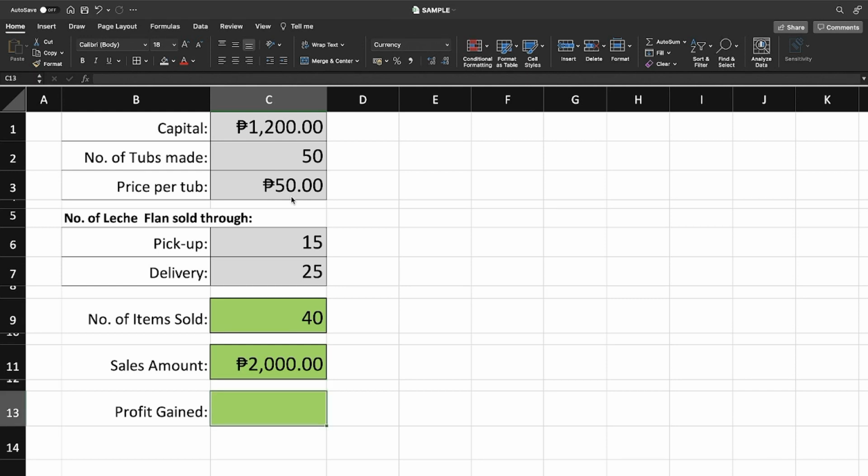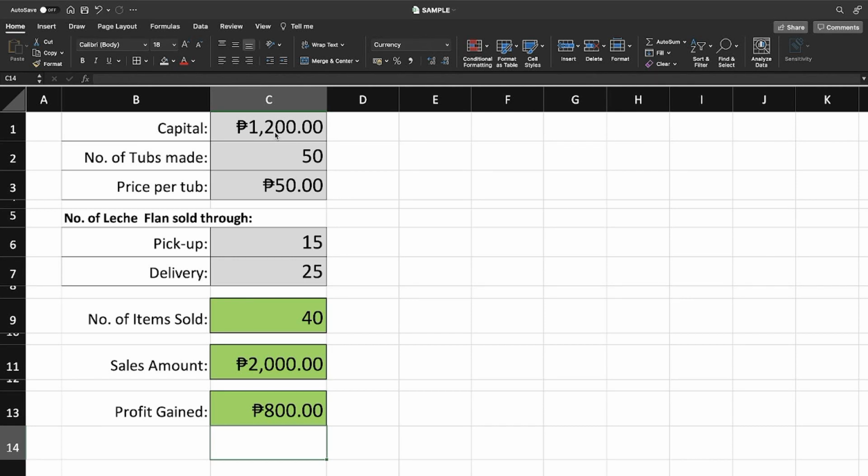Now, let's try to compute ilan yung kita niya. Of course, we're going to compute it by comparing the sales amount with his capital. So, we're going to use what? We're going to use subtraction. So, equal sign, cell involved, and then the minus sign, and then your capital. Definitely, very obvious that the businessman has earned an income of 800 for the day.